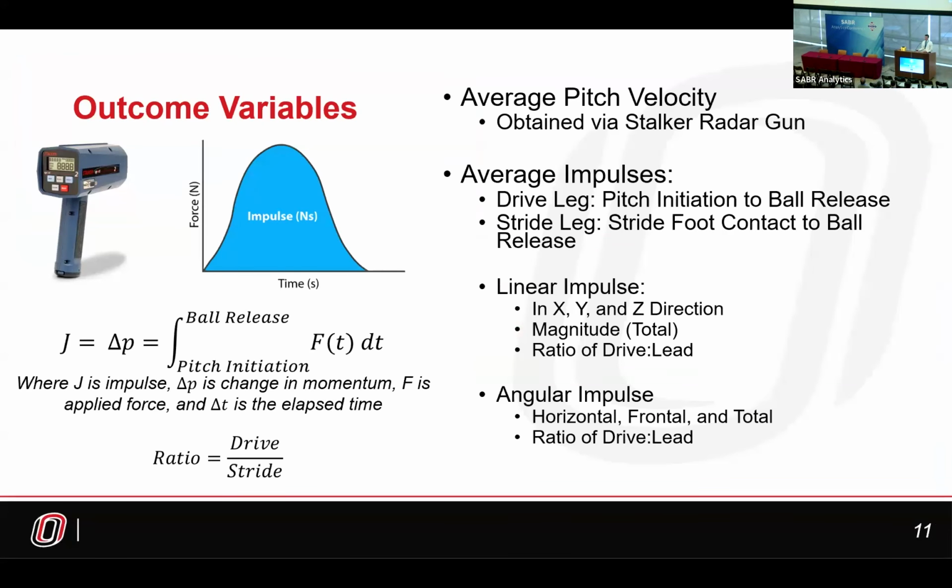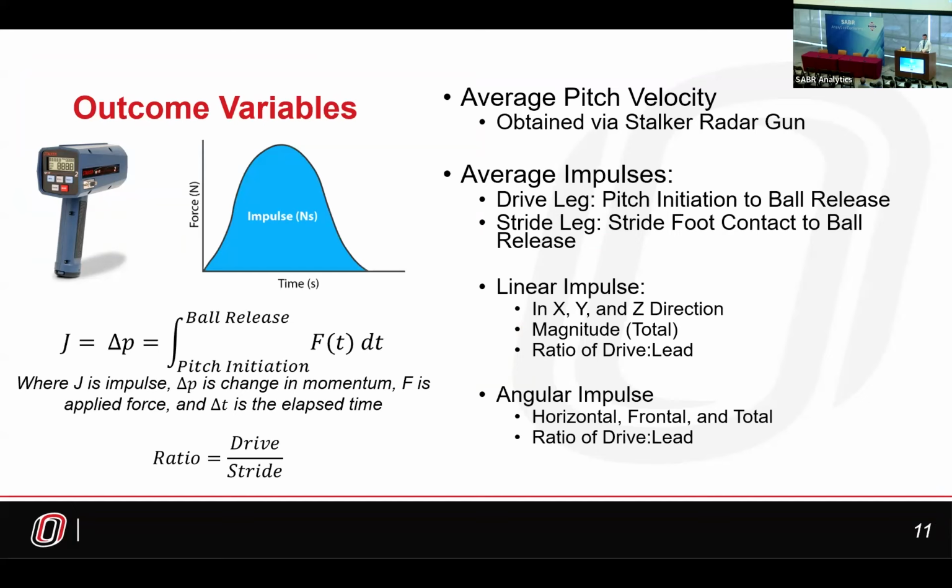And so our outcome variables, the variables we are concerned with, were average pitch velocity, which we obtained via Stalker radar gun, and then average impulses of the drive leg, which was from pitch initiation to ball release, so when they started loading their back leg to ball release, and then of the stride leg, so from stride foot contact to ball release.